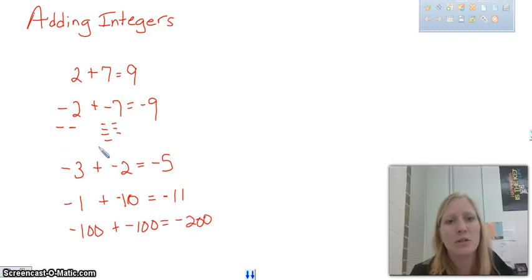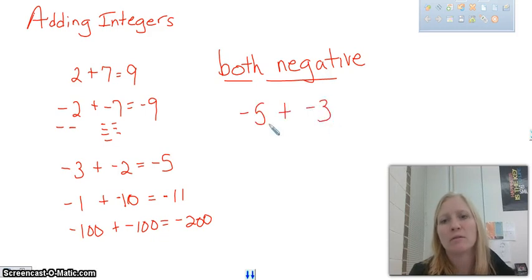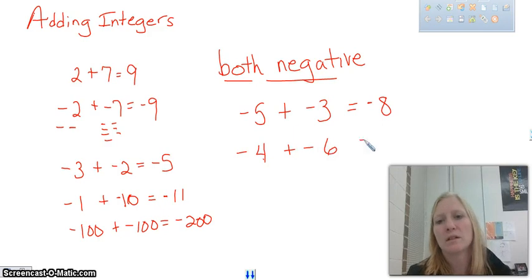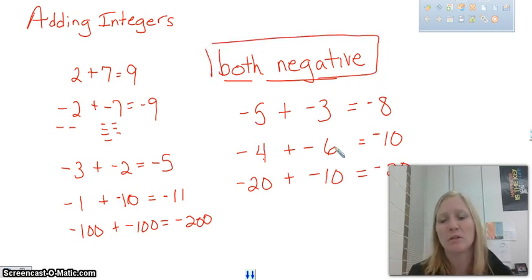So adding integers when they're both negative is very, very easy. When they're both negative, you just add and keep the negative. So negative 5 plus negative 3: 5 plus 3 is 8, so it's negative 8. Negative 4 plus negative 6: 4 plus 6 is 10, so negative 10. Negative 20 plus negative 10: 20 plus 10 is 30, so negative 30. This is if both numbers are negative. When both numbers are negative, it's very, very easy.